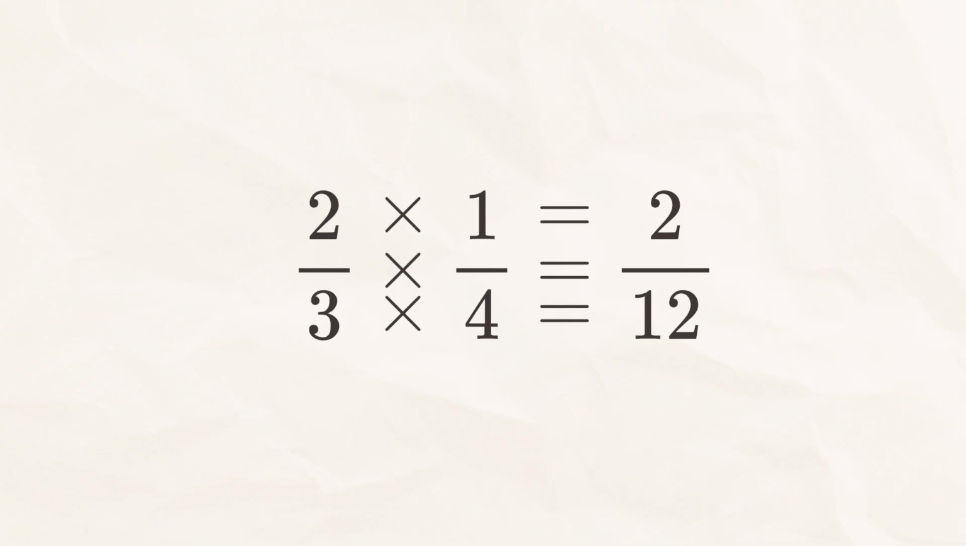To multiply two fractions, all we have to do is multiply the top numbers, the numerators, together. This gives us the numerator for the answer. Then we multiply the bottom numbers, the denominators, together. This gives us the denominator for the answer. And that's a lot less work.